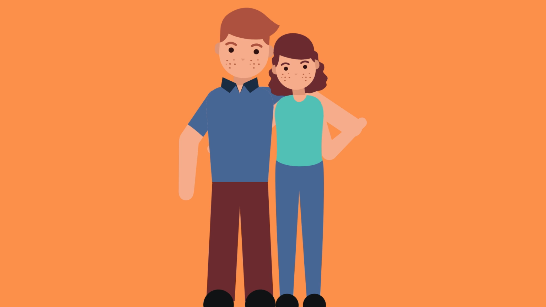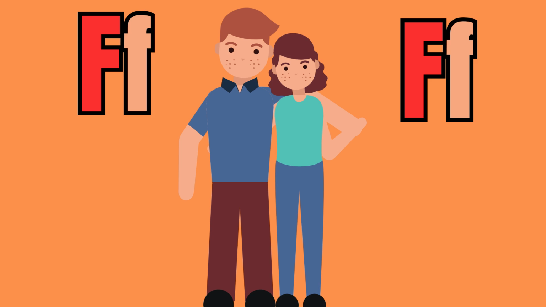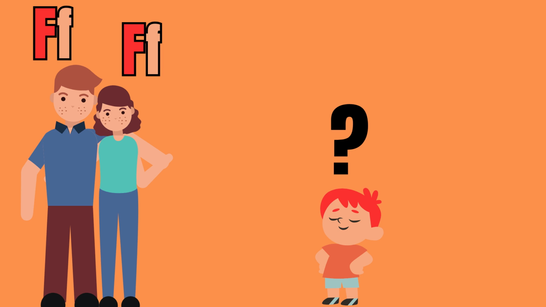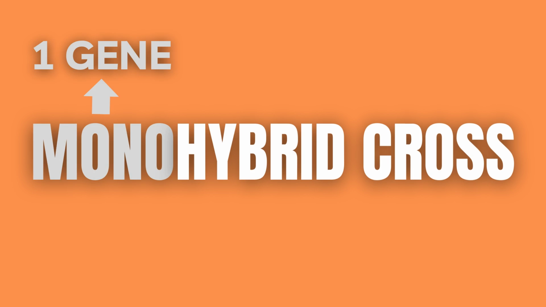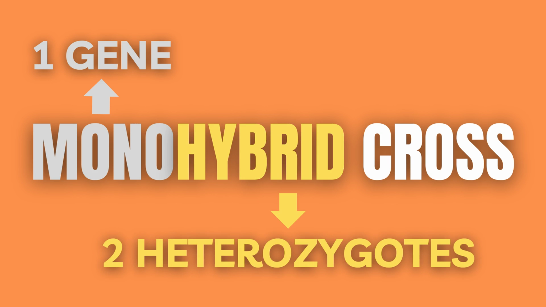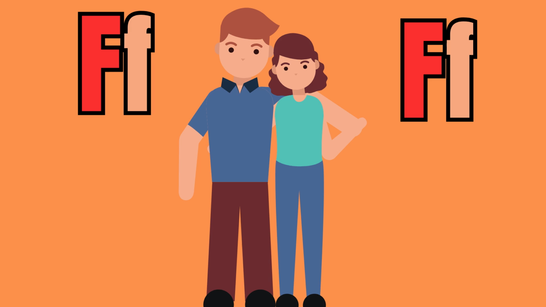If two parents that both have one allele for freckles and one allele for not having freckles were to have children, what would be the probability that their child does not have freckles, even though both parents in this case will have freckles? To find that out, we can set up a monohybrid cross. In this case, mono means that we are considering only one gene, and hybrid means that both parents are heterozygotes, meaning that they have one of each allele.